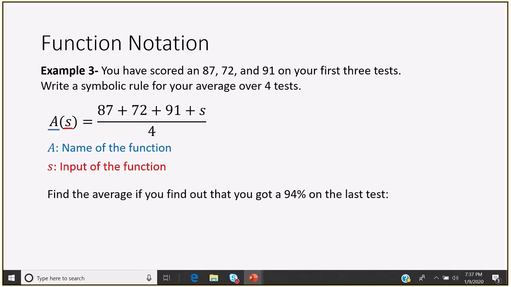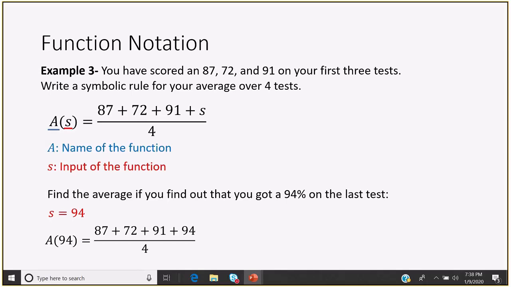Now, if I was asked to find the average if you got a 94% on the last test, well, that's a very long-winded way of saying my input is 94. And so I'm really trying to find what A of 94 is. So notice how my S is gone now, and I've replaced it with what my result was. My final test was my 94%.